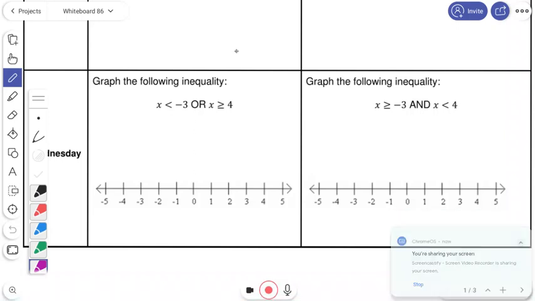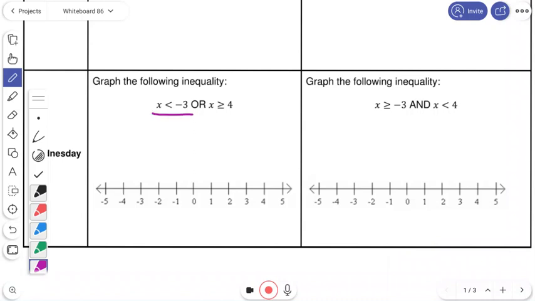Okay, so our warm-up for today is going to be graph the following inequalities. So we have x is less than -3 or x is greater than or equal to +4. So we're going to graph this piece by piece. Our first inequality, x is less than -3.